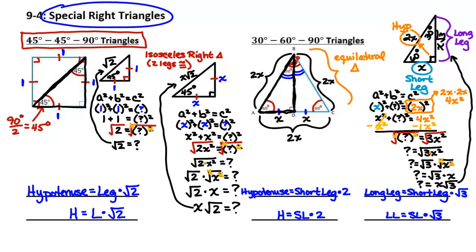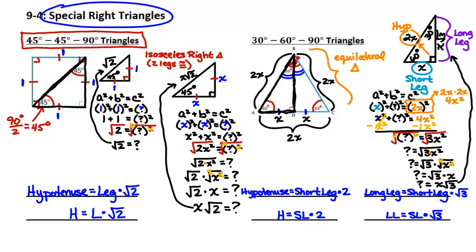So with the 45, 45, 90 triangles, we had one rule to remember. Because two of my sides were the same, so we just had a rule for the hypotenuse. Hypotenuse equals leg times square root of 2. With 30, 60, 90 triangles, we have two relationships that we have to remember. The hypotenuse is the short leg times 2, and the long leg is the short leg times the square root of 3.